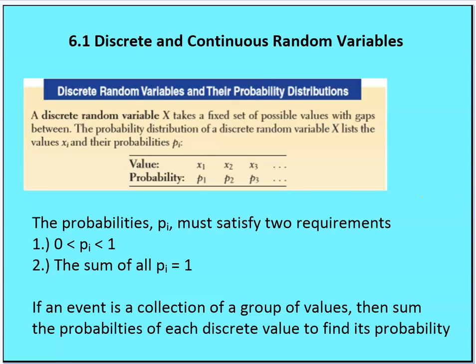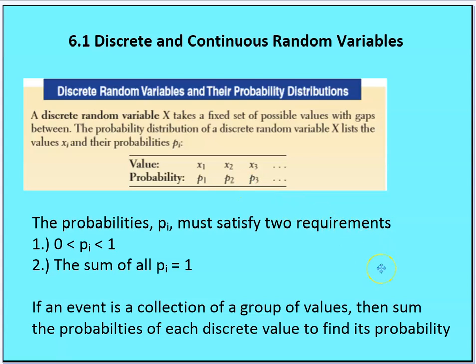All right, so discrete random variables and their probability distributions. A discrete random variable x takes a fixed set of possible values with gaps between. So the values x1, x2, x3, so the probability of rolling a 2, 3, 4, 5, 6, 7, 8, 9, 10, 11. And then the probability outcome.